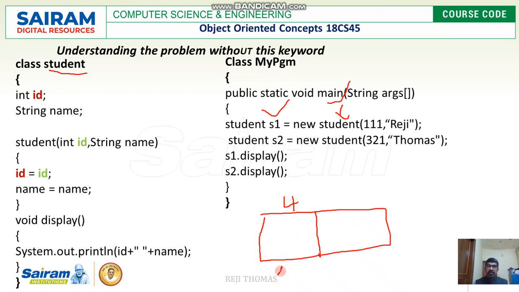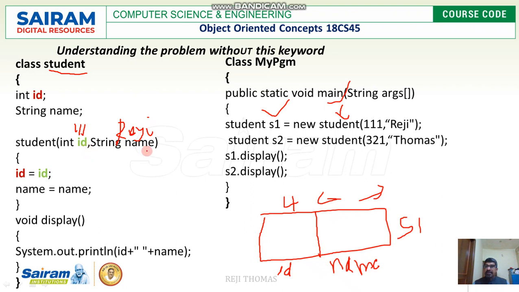So this is going to be my id, and this is the space that will be allocated for the string, and this is going to be the name. So let us write name. Yeah. So I'm done with this, this is my s1, and what it does, it will come to this. So 111 is going to be the id, and name is going to be Reggie.